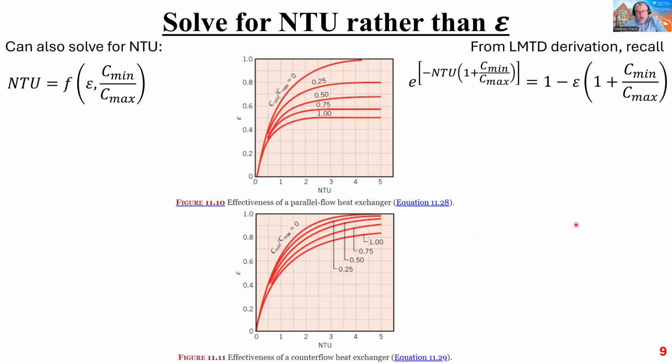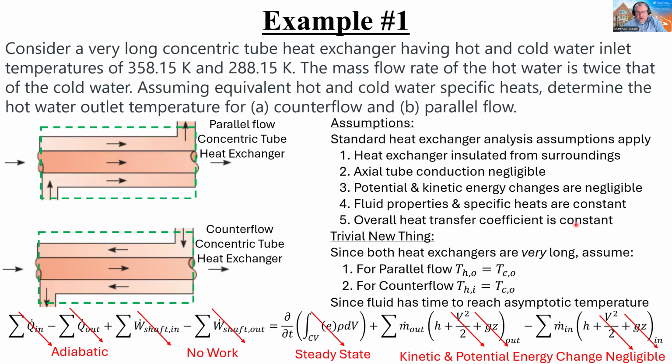Or for a counterflow heat exchanger, for a counterflow heat exchanger, the hot inlet and the cold outlet are the same, because in this case the fluids are moving in opposite directions, but it's an infinitely long heat exchanger. And so the cold stream has enough time to get up to the temperature of the hot stream at the outlet, which corresponds to the inlet for counterflow. Okay, so that's the trivial new thing. If you hadn't realized that, you would be screwed. But once you realize that, this problem is not too difficult. But it's this realization that makes this hard.